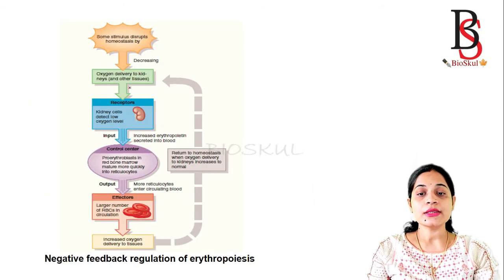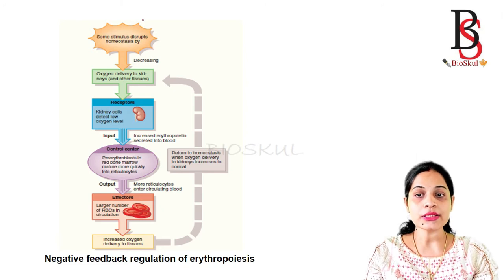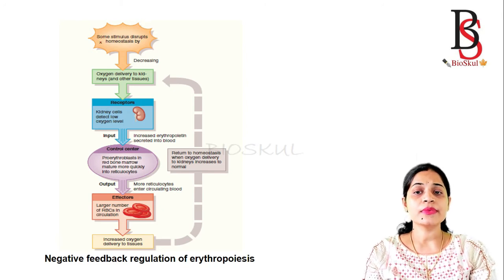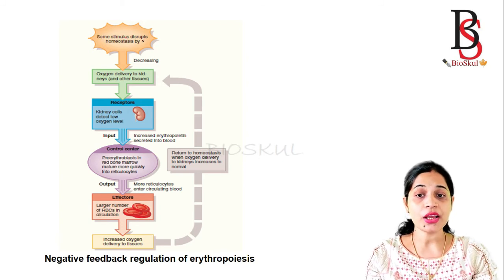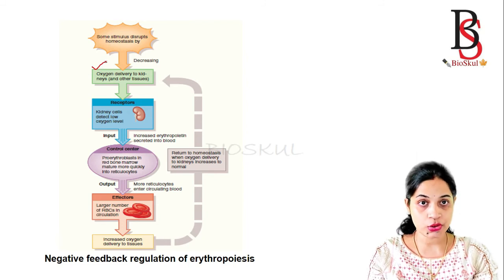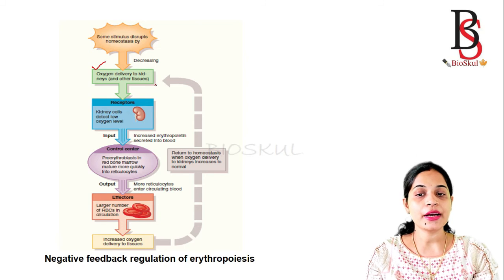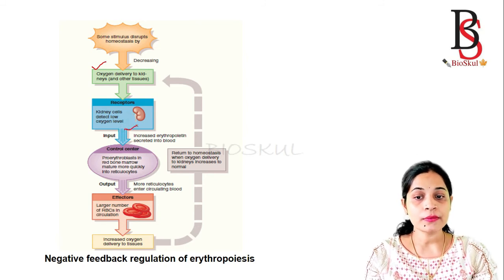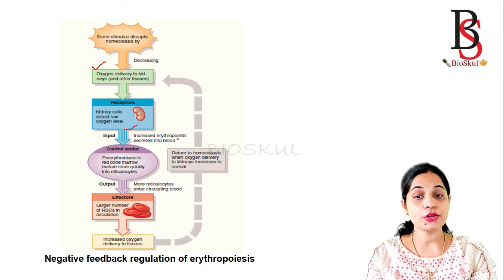So this is the chart that represents the regulation of erythropoiesis. If there is some stimulus that disrupts the homeostasis of the body by decreasing the oxygen delivery to the kidney and other tissues, then the receptor present in the kidney cell detects the low level of oxygen, and that low level of oxygen increases the erythropoietin secretion into the blood.